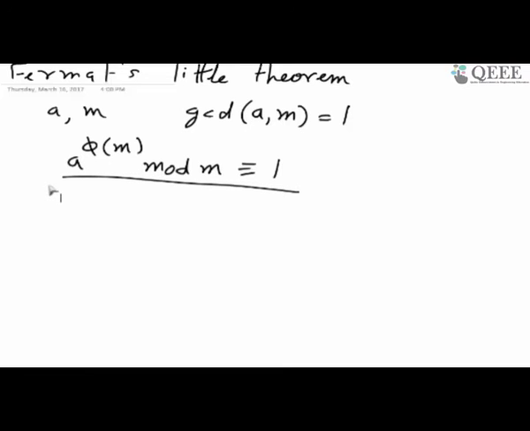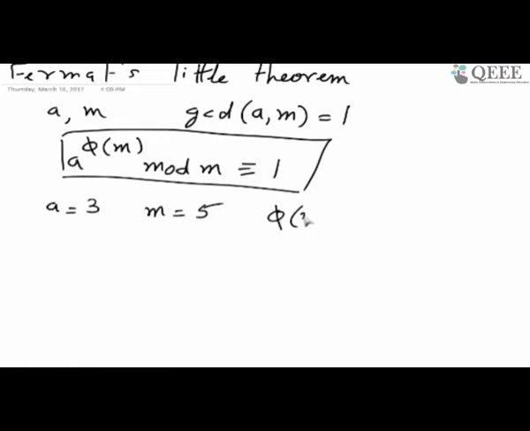Let us take a equal to 3 and m to be equal to 5. Then since 5 is a prime, we know that phi of m is equal to 5 minus 1, that is 4. So 3 to the power of 4 mod 5 should be 1.